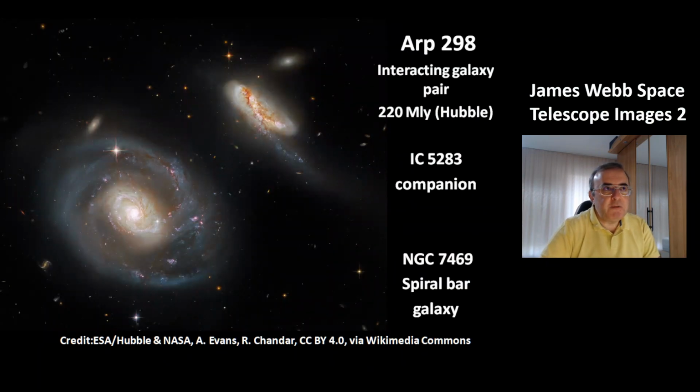This is a pair of galaxies. It's called ARP-298, located at 220 million light years distance. This picture is again from the Hubble Space Telescope. The bigger galaxy is at the bottom, the NGC 7469, a spiral bar galaxy, not the same type of galaxy as the Milky Way galaxy. And its companion is IC5283.